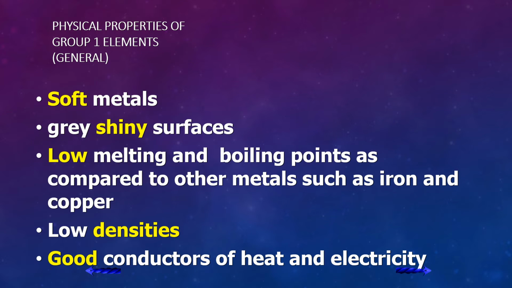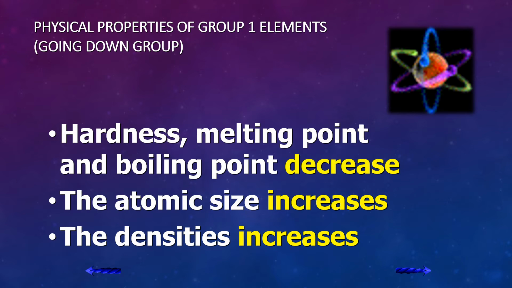Physical properties of group 1 elements. They are soft metals with grey shiny surfaces, low melting and boiling points as compared to other metals such as iron and copper, low densities, and good conductors of heat and electricity. Okay, hardness, melting point and boiling point decrease down the group, from lithium, sodium, potassium, rubidium and cesium. The atomic size is increasing. The density also increases because the size becomes bigger.